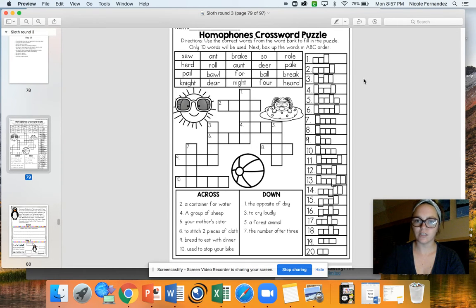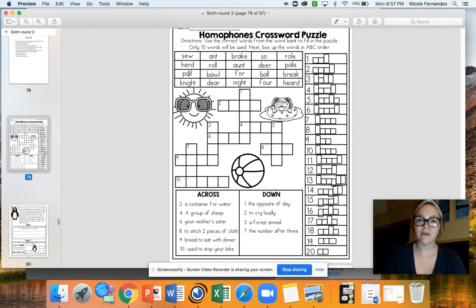Now, we've done crosswords before, but for this one, you have to read the clue and figure out which homophone doesn't match. Now, homophones are two words that sound the same, but they're spelled differently and mean different things. Let's look at this one here. It says a container for water. For this one, it'd be pail.